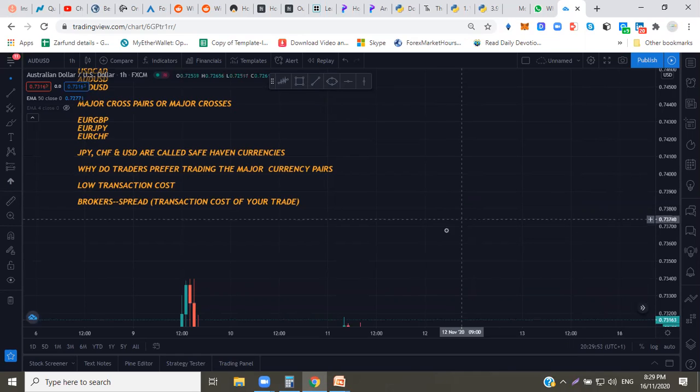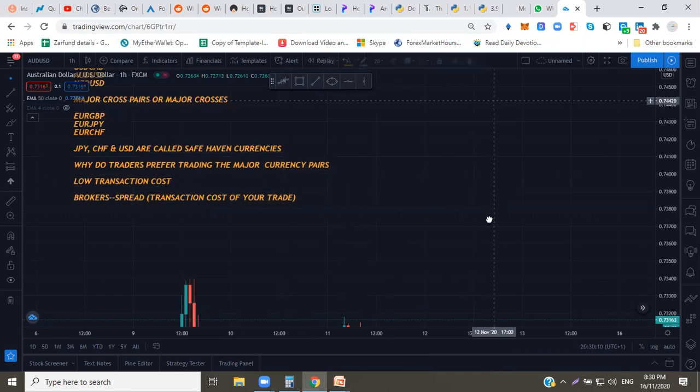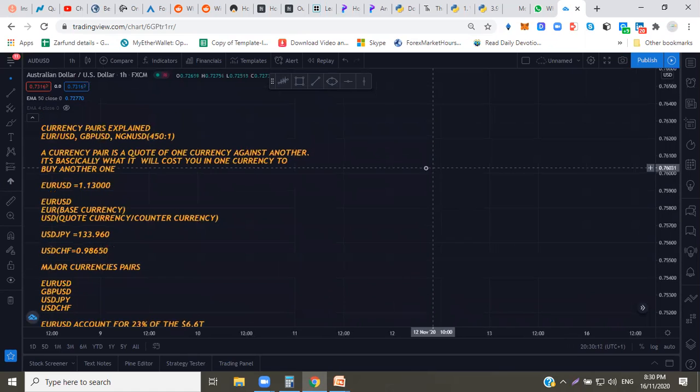So now what makes these movements happen? You will see it in EUR USD, GBP USD, all of them. What is affecting the price of these assets? What is affecting their price? All right, so let's talk about that now.